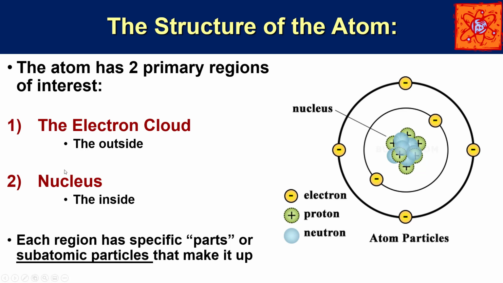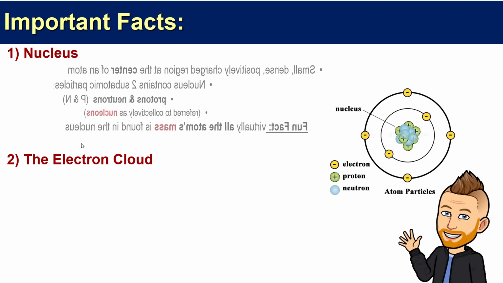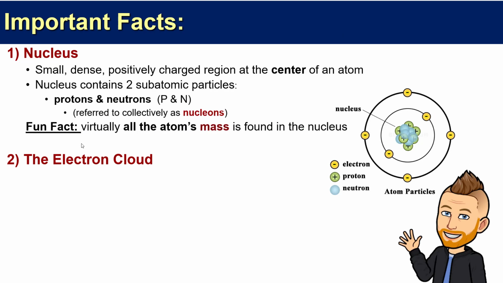Now, within each region that we see here, there are specific subatomic particles that make it up and specific facts that we should probably put in our pockets for later. Let's dive in. So first, let's start talking about the nucleus. Essentially, the nucleus is a small and dense positively charged region at the center of the atom. Our nucleus contains two subatomic particles. They are your protons and your neutrons.